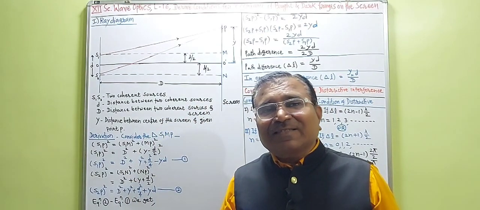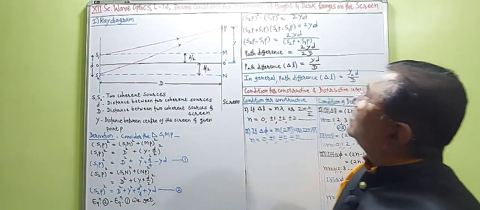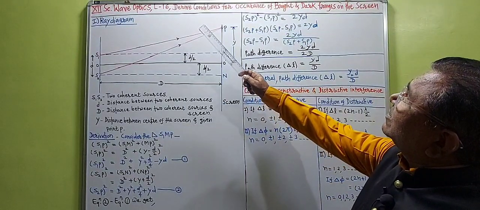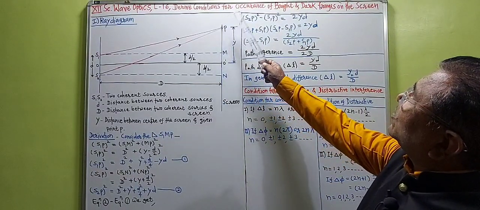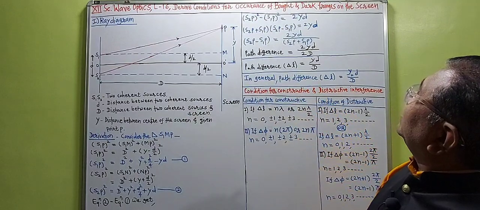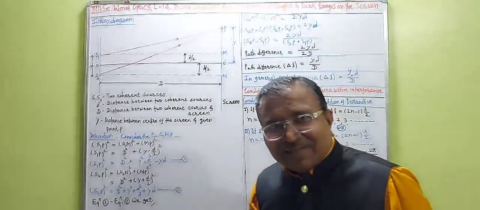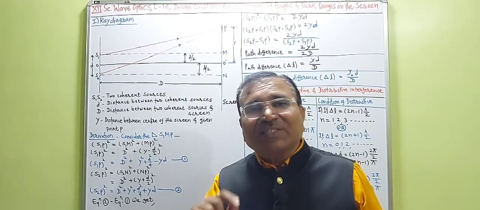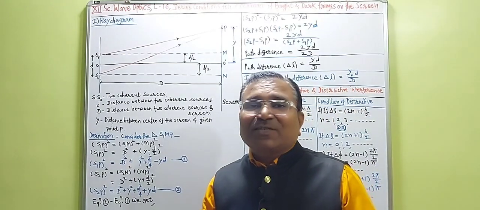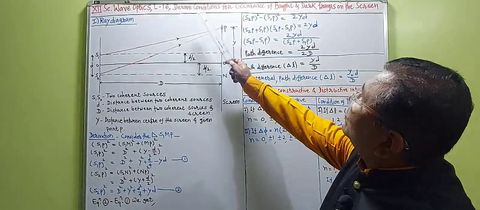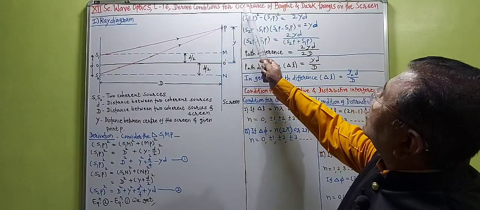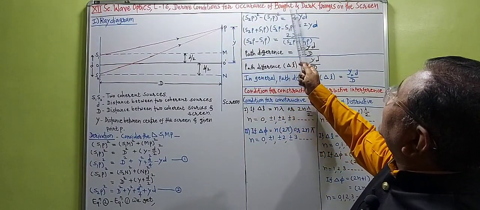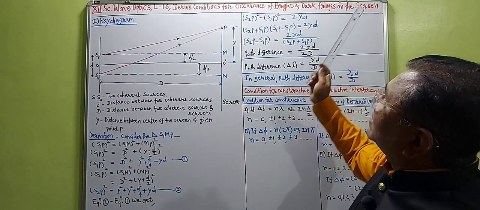As long as 12 Science Wave Optics is concerned, this is lecture number 16, and in this lecture we want to study the derivation of conditions for occurrence of bright and dark fringes on the screen. I have written this article in question form. The question is, read the question along with me. Derive the conditions for occurrence of bright and dark fringes on the screen.